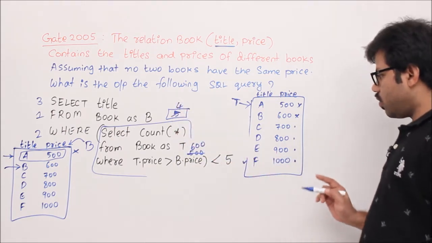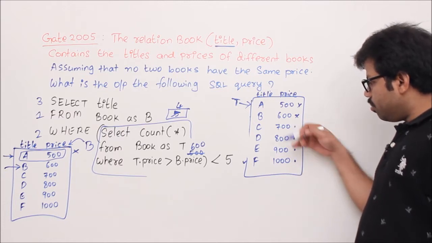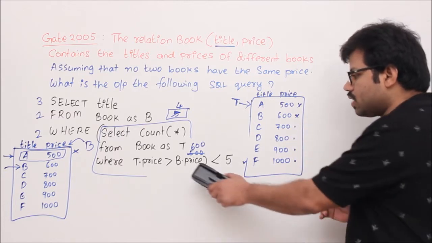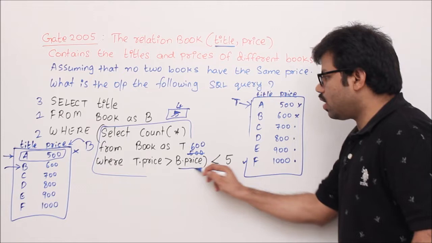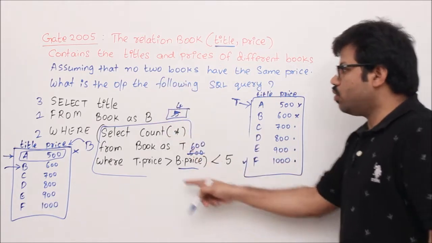Now I would like to ask one question here. Finally, what's the meaning of it? We are fixing one book here, which is the outer query's tuple, which is to be printed, right?